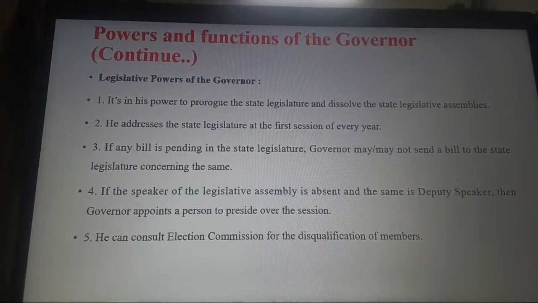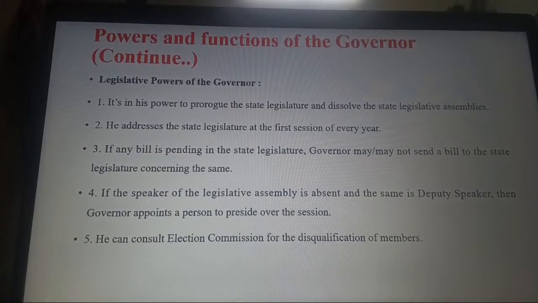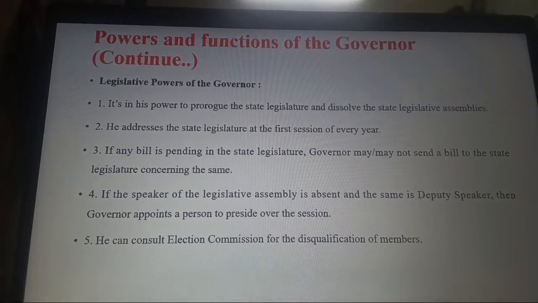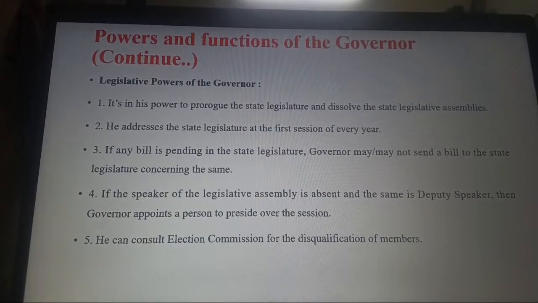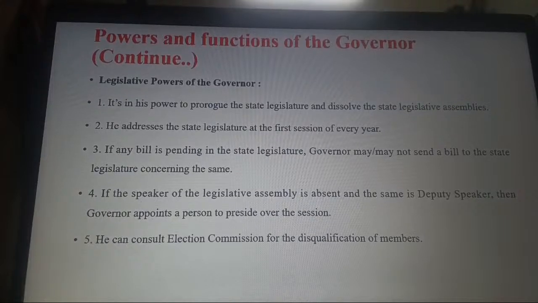Legislative powers of the governor. It is in his power to prorogue the state legislature and dissolve the state legislative assemblies. He addresses the state legislature at the first session of every year. If any bill is pending in the state legislature, the governor may or may not send a message to the state legislature concerning the same. If the Speaker of the Legislative Assembly and the Deputy Speaker are both absent, the Governor appoints a person to preside over the session. He can consult the Election Commission for the disqualification of members.